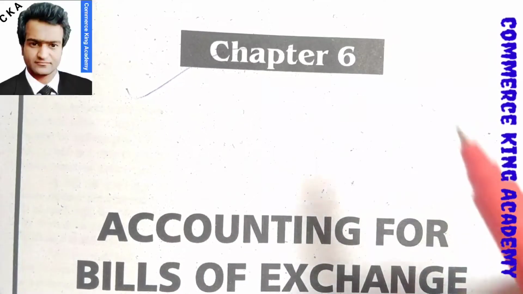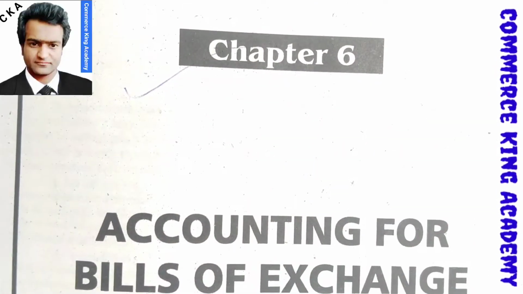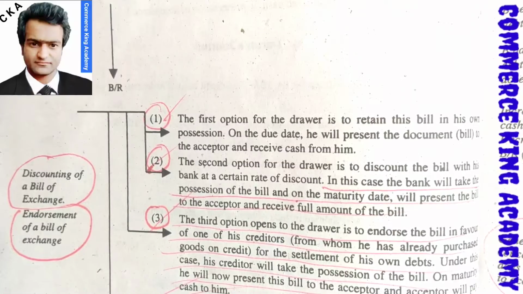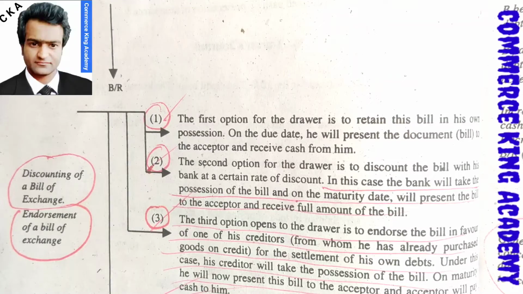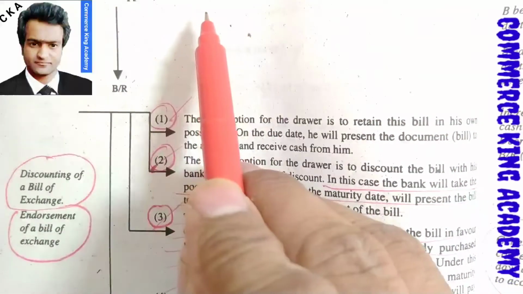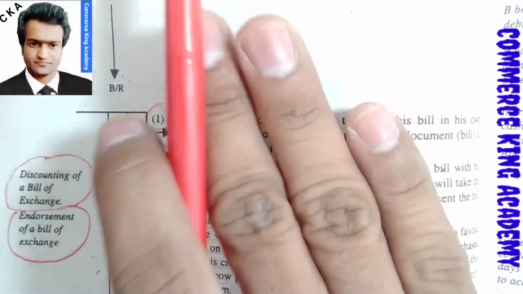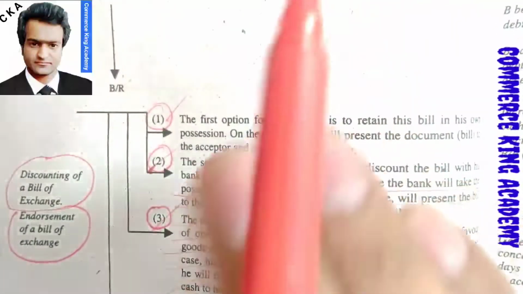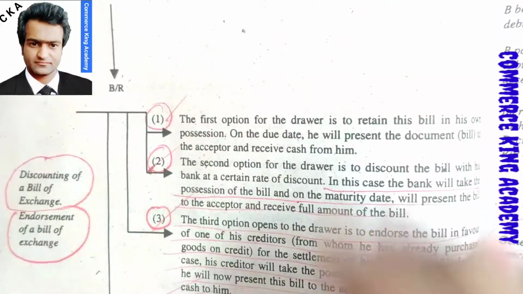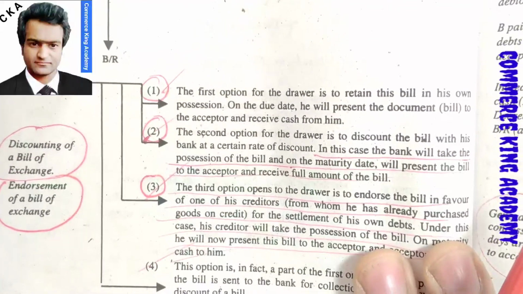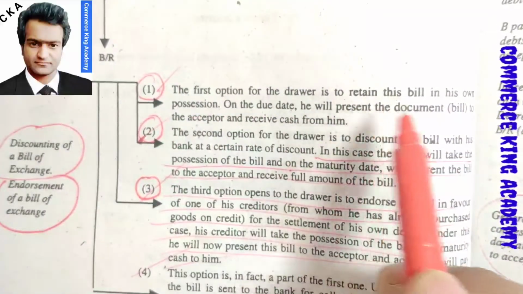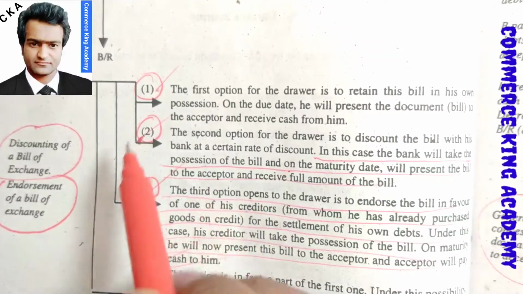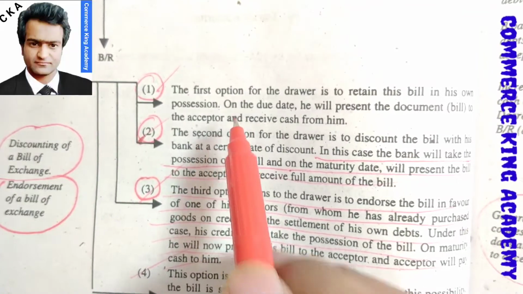In this video, we are going to discuss chapter number 6, accounting for bills of exchange. In the last lesson, we were on the topic that the drawer has 4 options after drawing a bill of exchange on the drawee. After acceptance by the drawee, the drawer may have 4 options. The first is that the drawer retains the bill till the date of maturity or due date. We have already discussed this point.